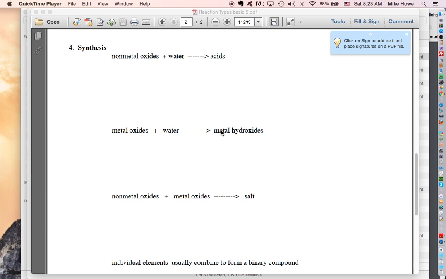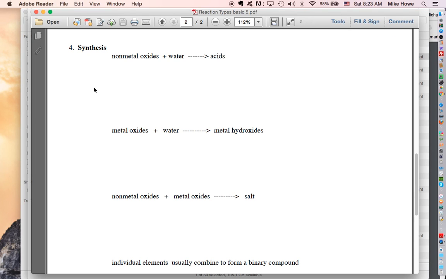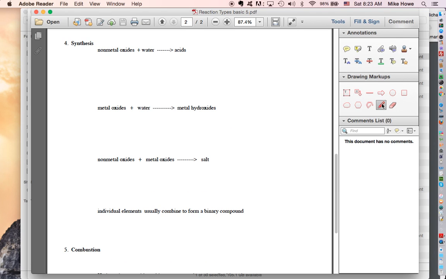So here we go with some synthesis reactions. The synthesis can be a little confusing. So we're going to start with a non-metal oxide plus water. In our non-metal oxide, I'll just pick P2O3. So suppose you're hit with P2O3 and you're going to combine that with water to make an acid.